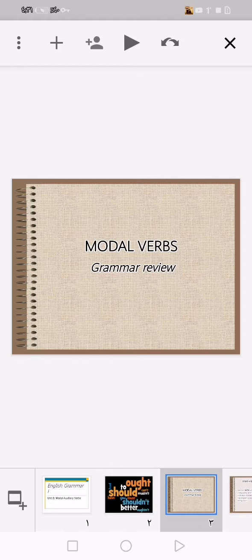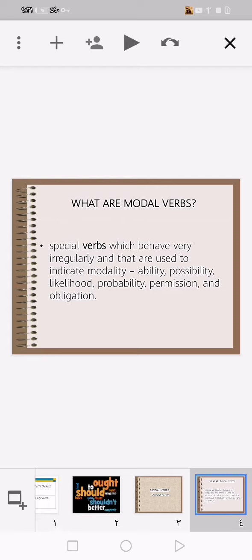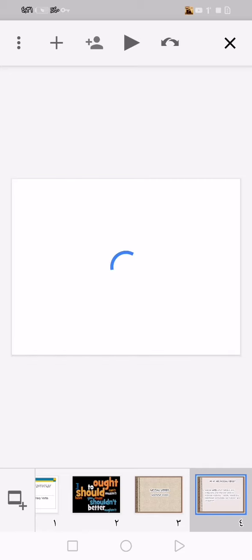Modal verbs. What is a modal verb? Or what are modal verbs? Special verbs, which behave very irregularly and that are used to indicate modality, such as ability, possibility, likelihood, probability, permission, and obligation.